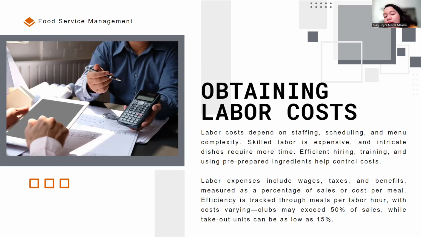Some establishments track efficiency by meals produced per labor hour. So labor costs vary, with clubs exceeding 50% of sales, while takeout units may be as low as 15%.